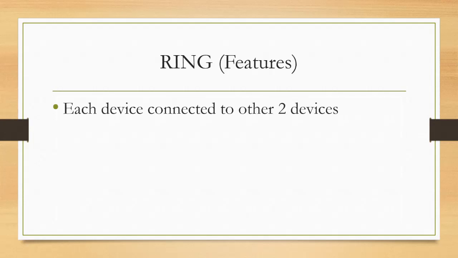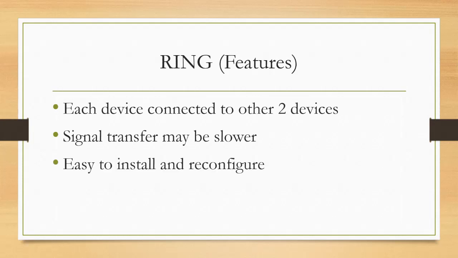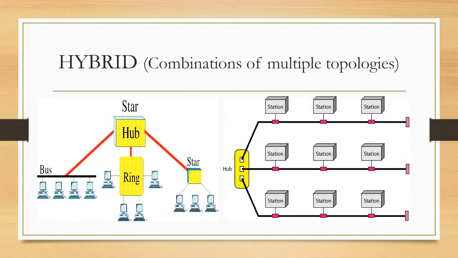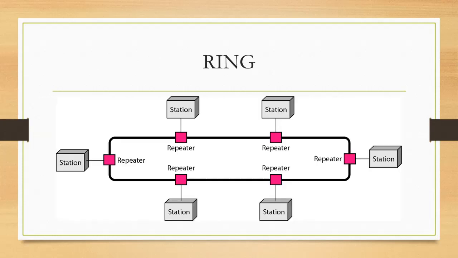Each device is connected to two other devices. Signal transfer may be slower. Easy to install and reconfigure. Easy to add devices. Again, if you see the criteria, privacy may not be maintained. Cost is moderate. Fault isolation and fault identification is also very difficult, because it will not be very easy to find out in which part of the network there is an issue, as again it is a shared media.